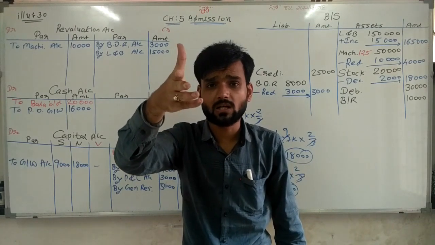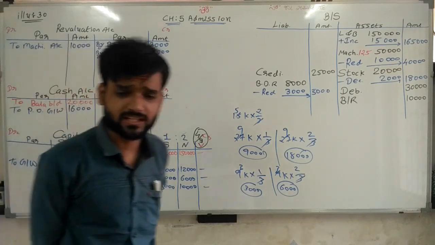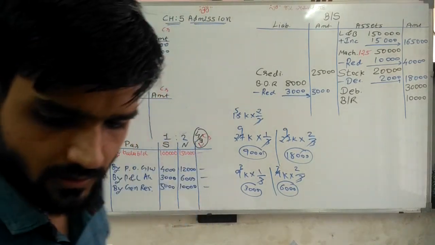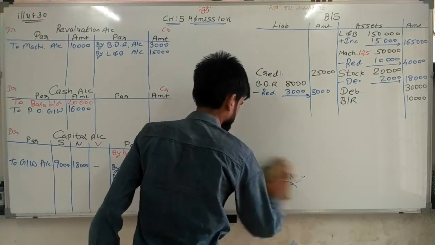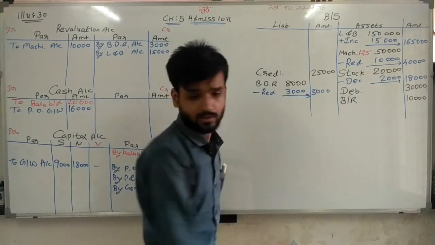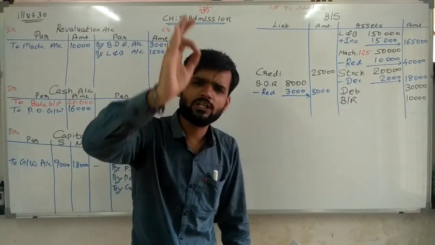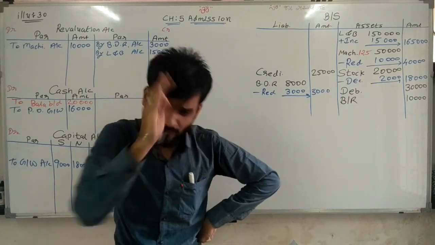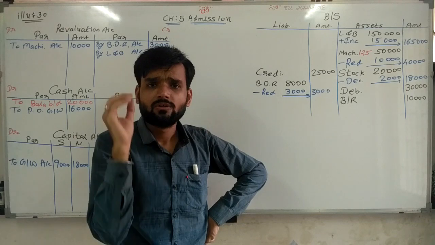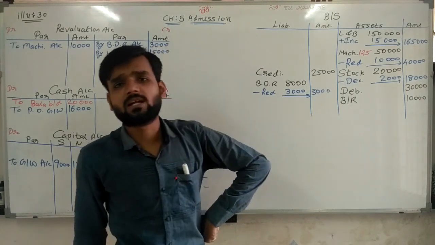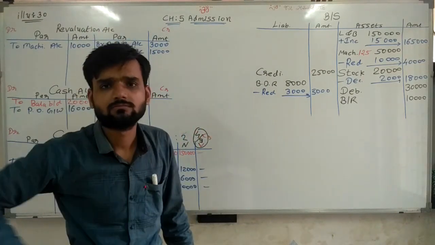50% of net capital brought by the new partner. Now, sir, what is 50% of net capital? I am giving you only one sentence. Whenever it is given that 50% of net capital, the new partner is bringing its capital.